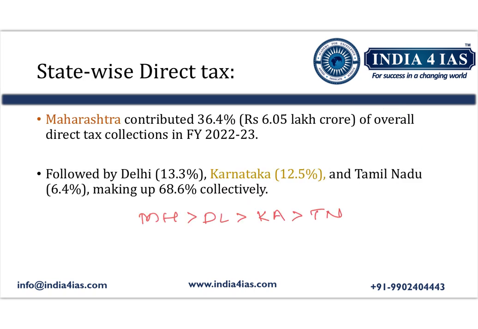Then moving on to the state-wise direct tax contribution. Maharashtra stands first in the direct tax contribution, that is around 36.4%. Again, this figure is not important. What is important? The sequence. So Maharashtra stands first, then Delhi, then Karnataka, then Tamil Nadu. So this sequence is very important.